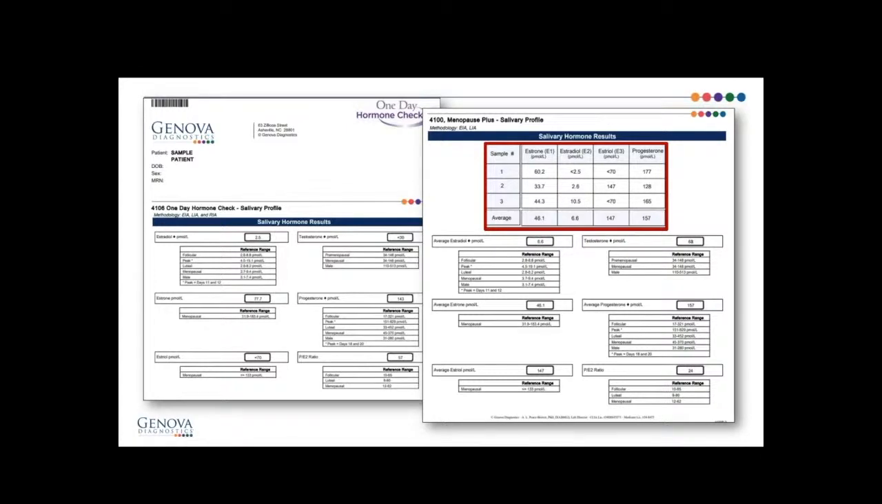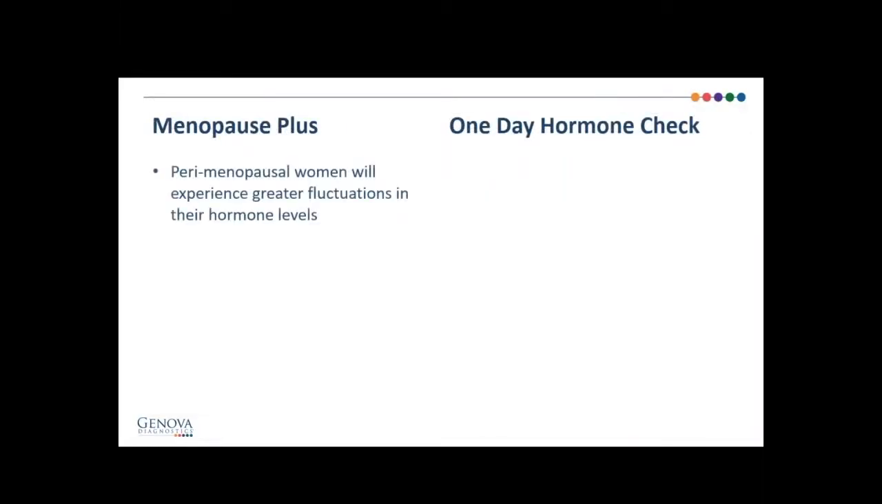There are those who say if you have a menopausal patient, you can do the one-day hormone check because there's not likely to be a lot of fluctuation. I tend to lean more toward, if you can, getting the 3 days and an average is still worthwhile. Casting a wider net, for me, is data that I find valuable. So for perimenopausal women who experience greater fluctuations in their hormone levels, you might want to look at the Menopause Plus because it gives you a wider net.